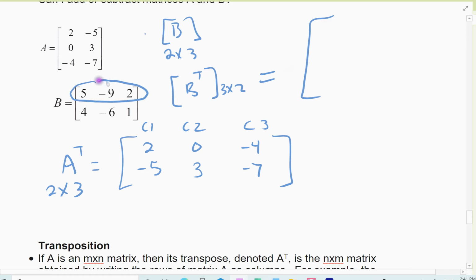What was row 1, this is row 1, will become column 1. So reading left to right, 5, negative 9, 2 becomes top to bottom. So it goes 5, negative 9, 2. And then row 2 here becomes column 2 there. So 4, negative 6, 1, left to right, top to bottom goes 4, negative 6, 1.